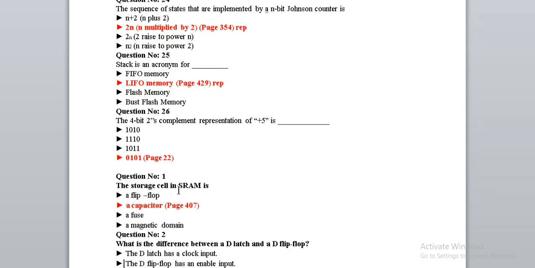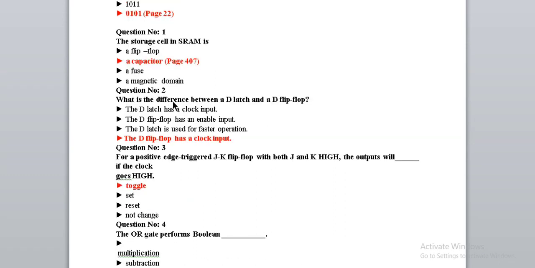The 4-bit 2's complement representation of plus 5 is 0101. The storage cell in a SRAM is a capacitor. What is the difference between a D latch and a D flip flop? The D flip flop has a clock input. A positive edge triggered JK flip flop with both J and K high: the output will toggle if the clock goes high.